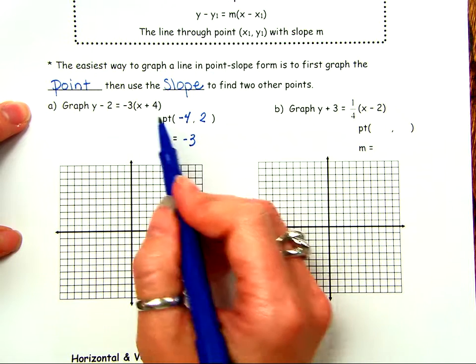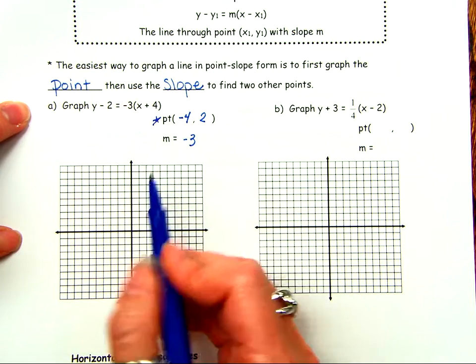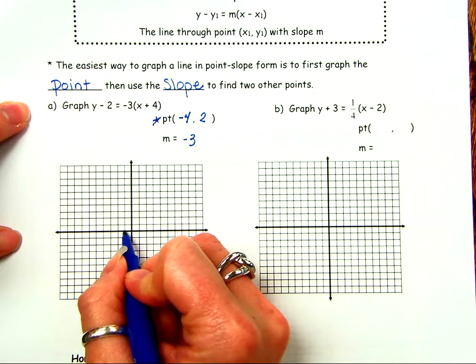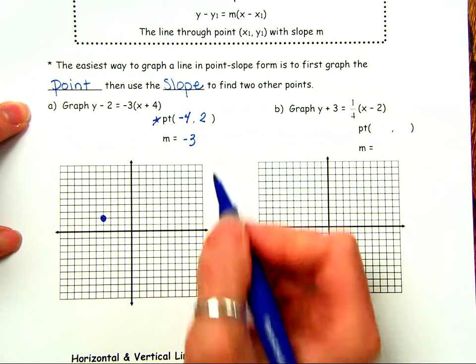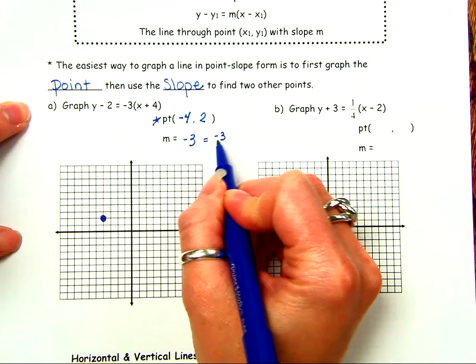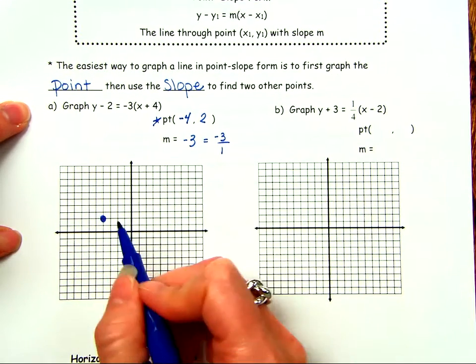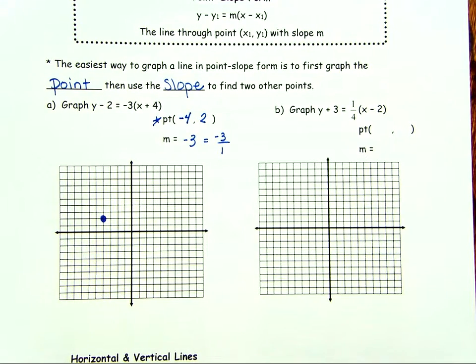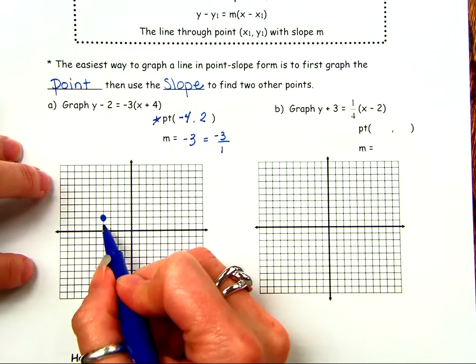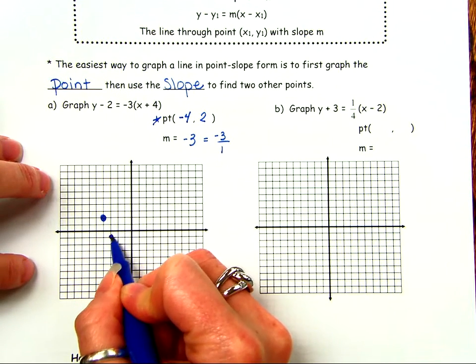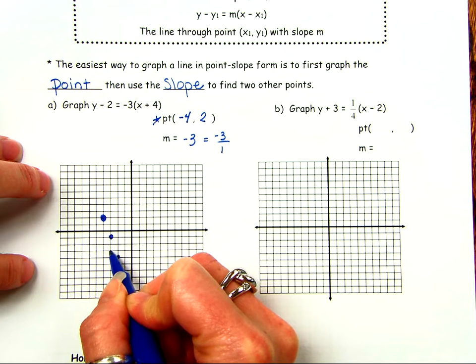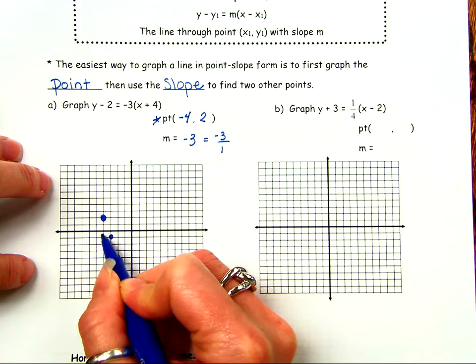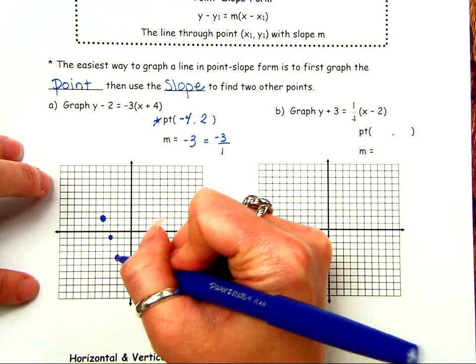And so I'm first going to graph my point, negative 4, 2. From there, I'm going to use my slope of negative 3 over 1. So I'm going to go down 3 over 1. And then I will connect.